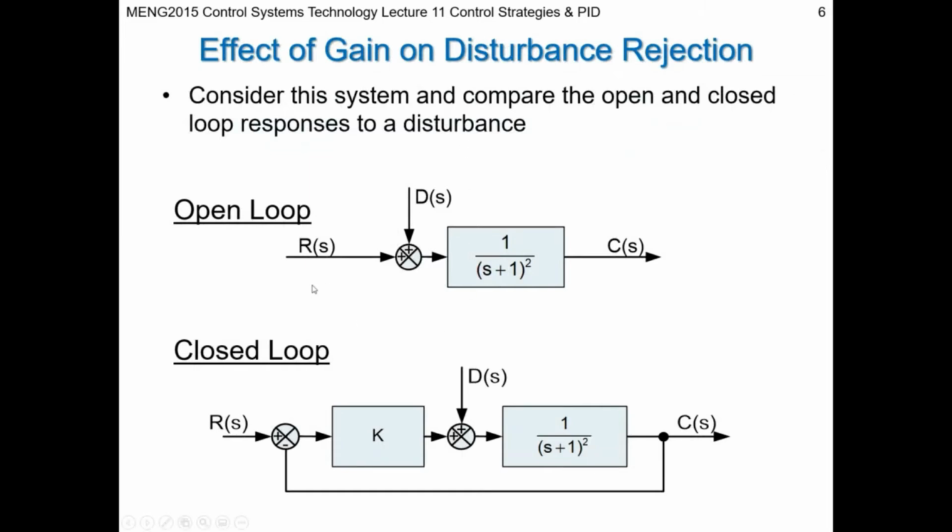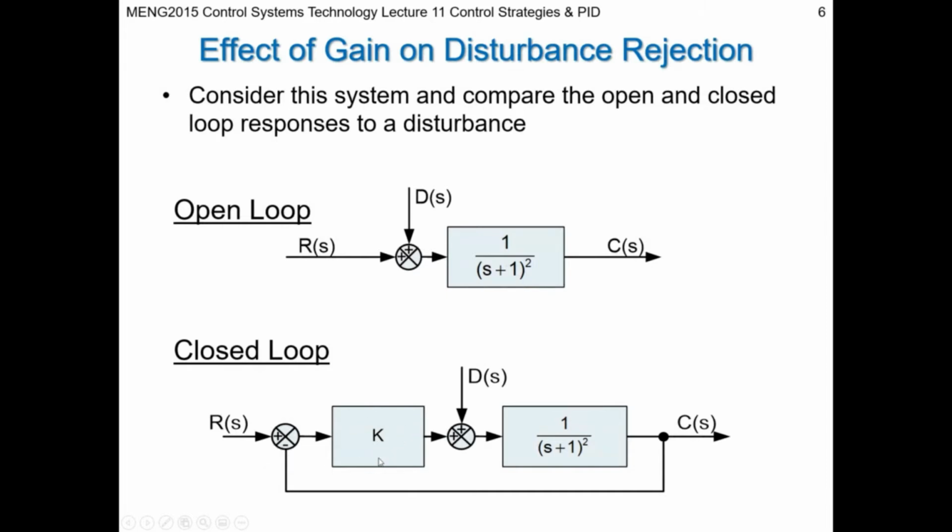Okay, so let's look at this system. It's a double pole system, so 1 over (s plus 1) all squared is the system we're dealing with here. And so we have 2 poles at -1. We've got a reference coming in, a disturbance acting on that reference, going through the plant to give the output, and we're comparing the open loop system with the system where we're getting feedback control, right?